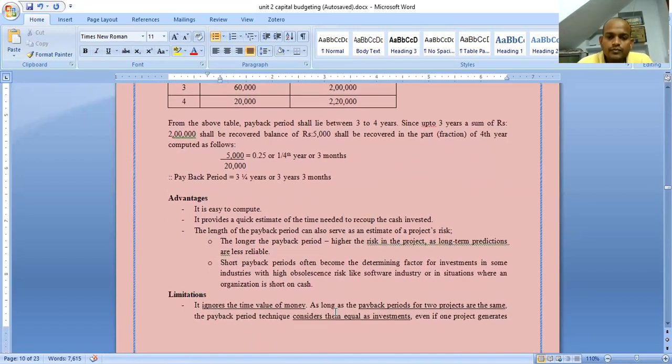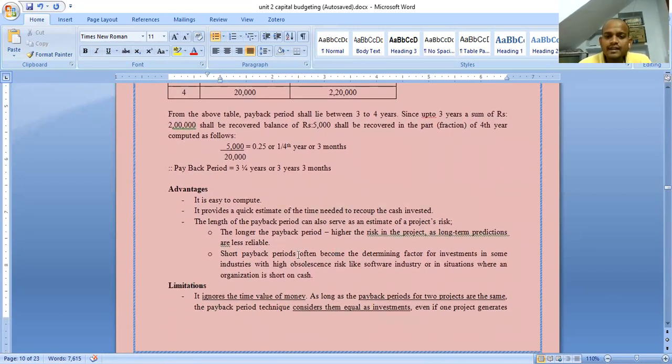So predictions are less reliable in the long duration. A short payback period often becomes the determining factor for investment in some industries which have high obsolescence risk, like the software industry, or in situations where an organization is short on cash.